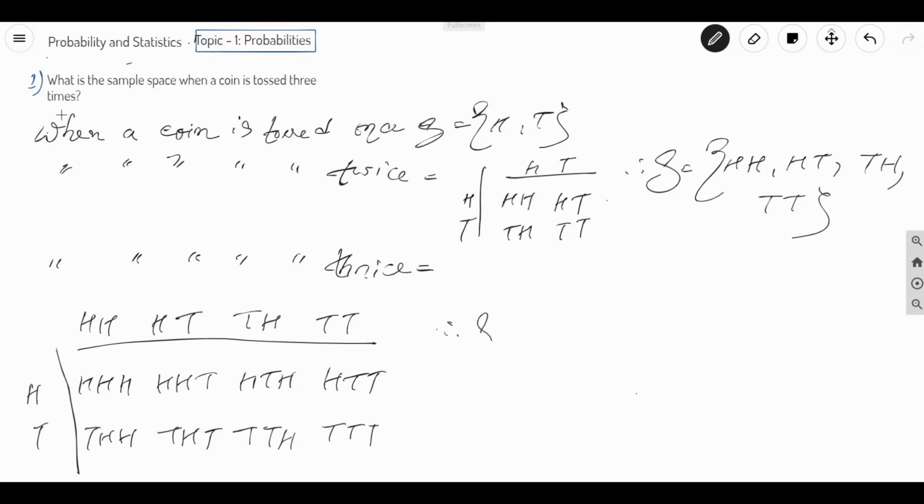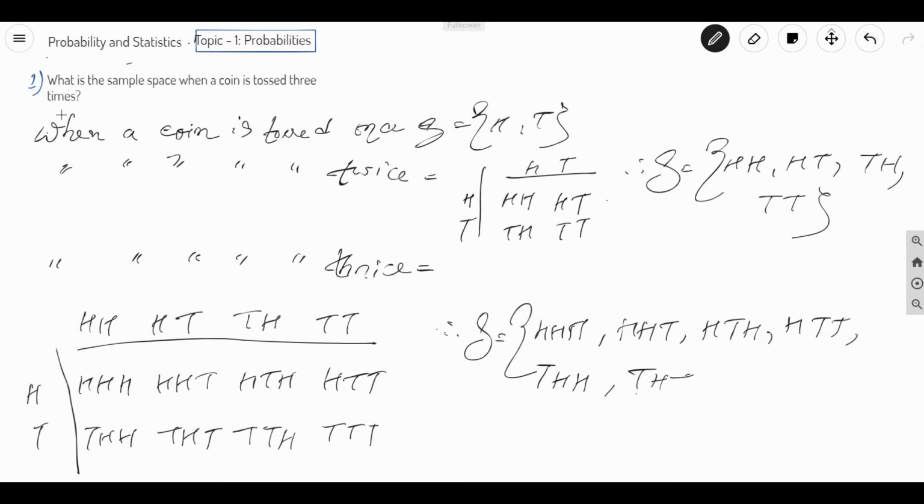Therefore our sample space for 3 coin tosses is head head head, head head tail, head tail head, head tail tail, tail head head, tail head tail, tail tail head, and finally 3 times tail.